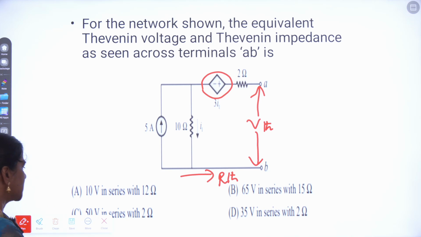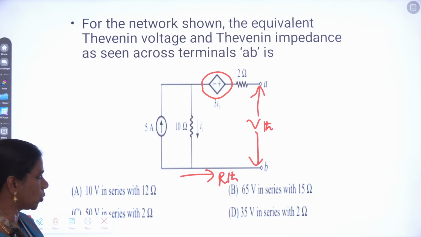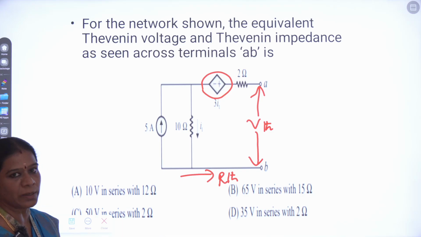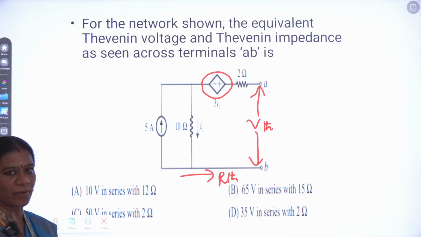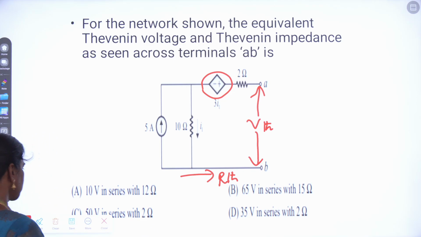That is our problem. Some options are given: 10 volt in series with 12, 50 volt in series with 2, 65 volt in series with 15, and 35 volts in series with 2 ohms. Like that some options are given. Students, let us solve the problem and find out what will be the correct answer.